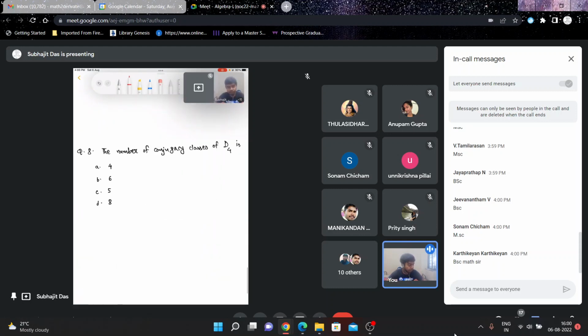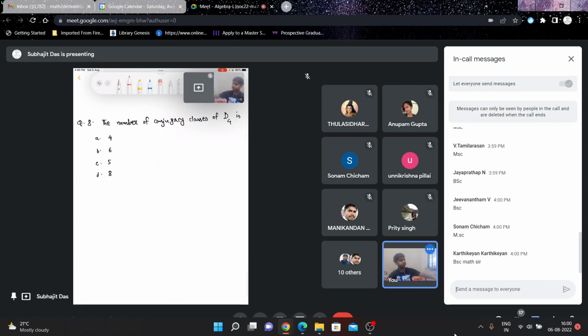Okay, so I'll solve this particular problem, the last one, which is about the number of conjugacy classes of D4. So what do you think? What is the number of conjugacy classes of D4?